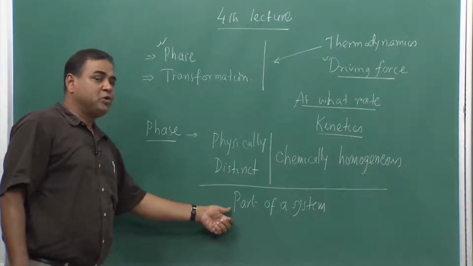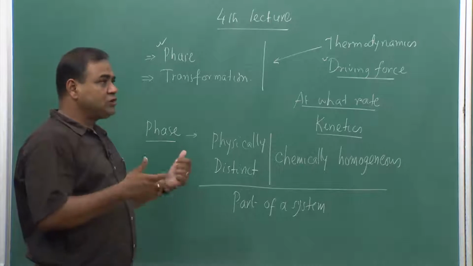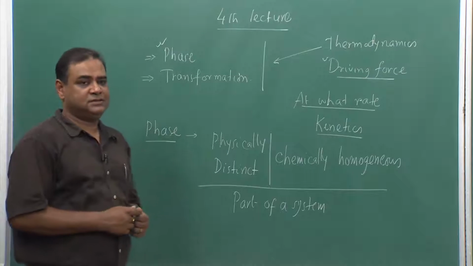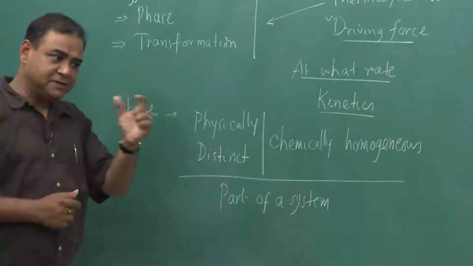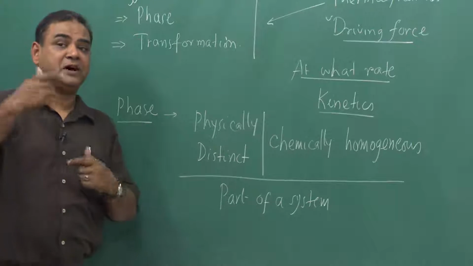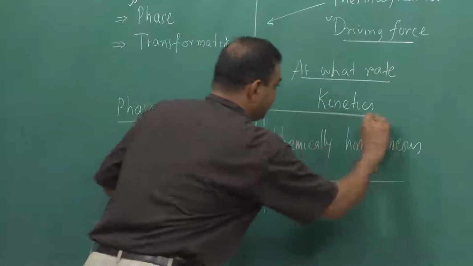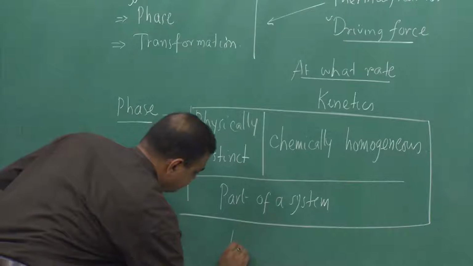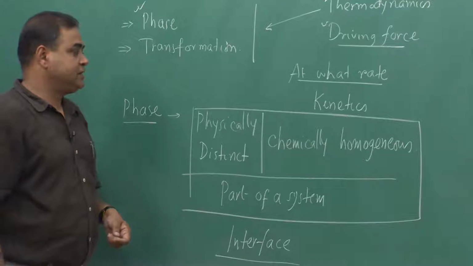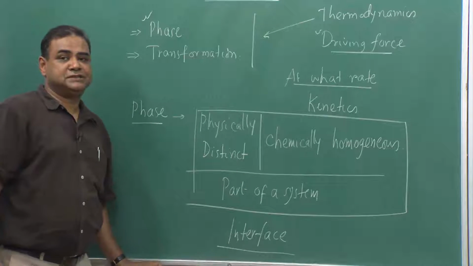Now, whenever we talk about part of a system, that means one system has to be defined first, and out of that system we have to see what that part is. Now, how do I take that part out? In order to take that part out, we need to see whether there is any demarcation between that part and the rest of the system, and that demarcation is nothing but the interface. So, while defining phase, all those keywords are necessary.